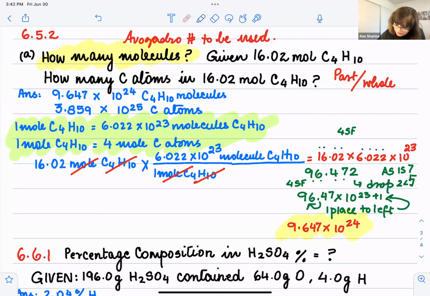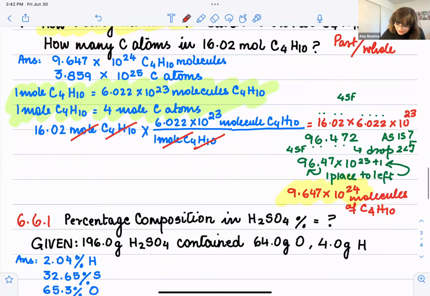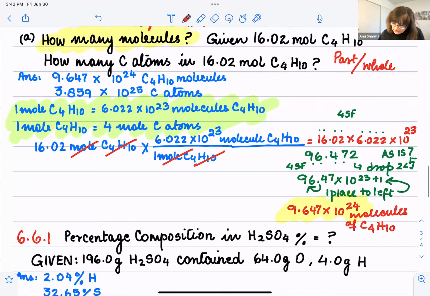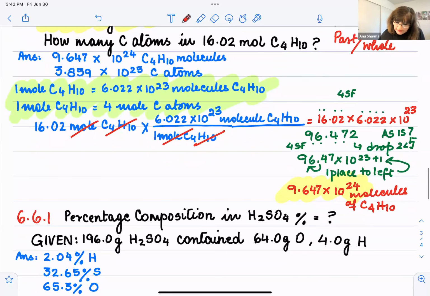Next, always write down what it is. So these are the molecules of C4H10. Okay, next, you are given 16.02 moles. How many carbon atoms are there?